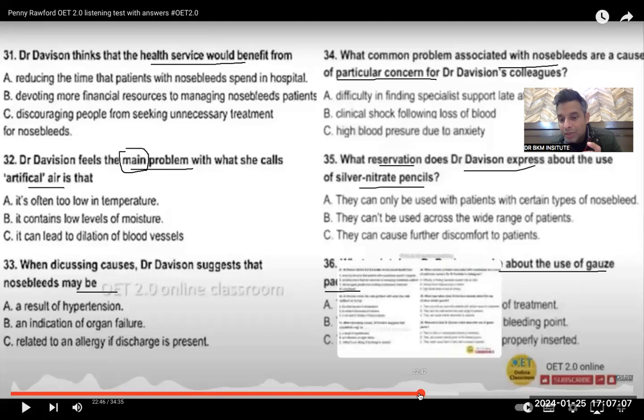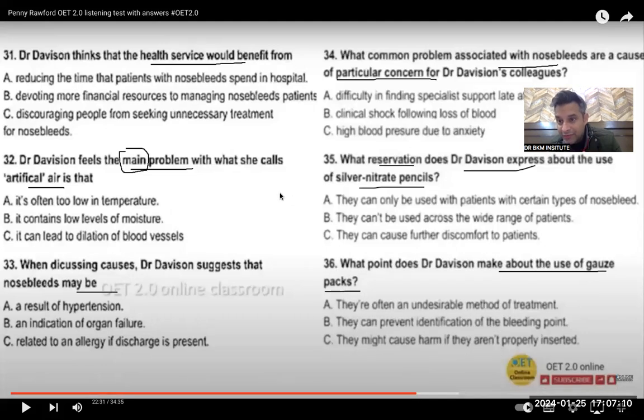So again, I'm making you hear it. Before I ask you the answer, I will again make you hear. Heater cannot throw the cold air, eliminated. It can lead to dilatation. She's not talking about dilation. She's talking about exposure of blood vessels.